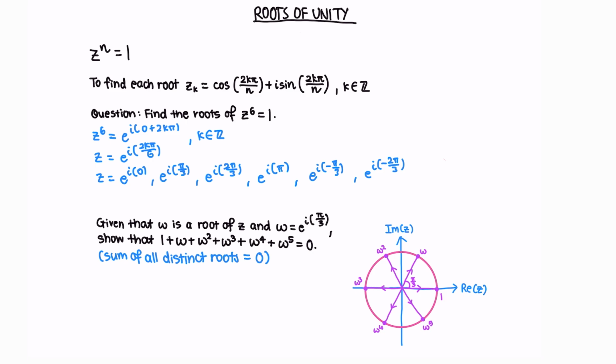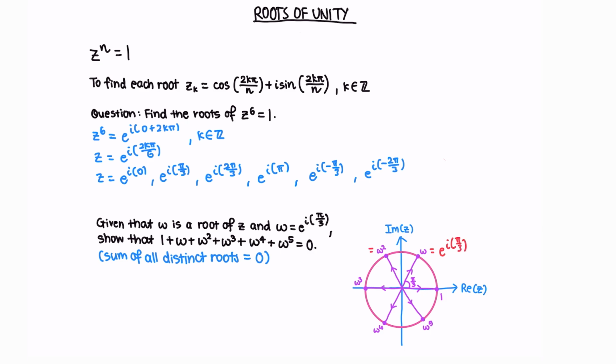So what we can do is express all these roots in a circle. What does this mean? Remember that each of these have a magnitude of 1. So our first root over here is 1. Our second root, which we call w, is just e to the power of i pi over 3.